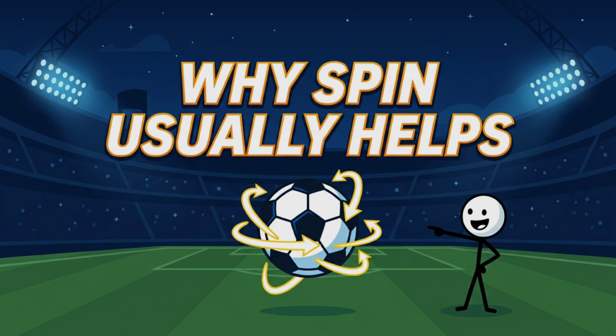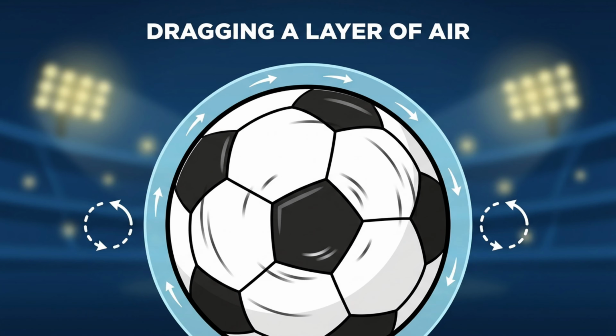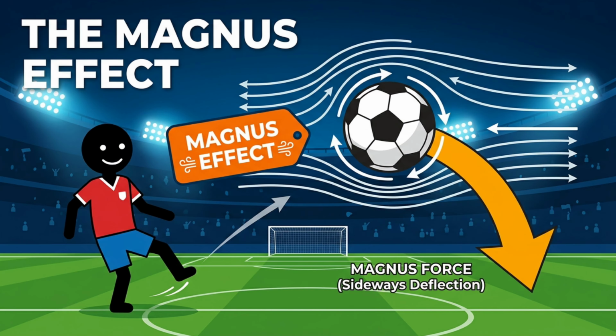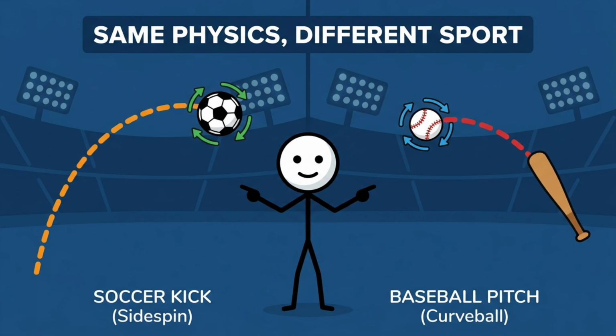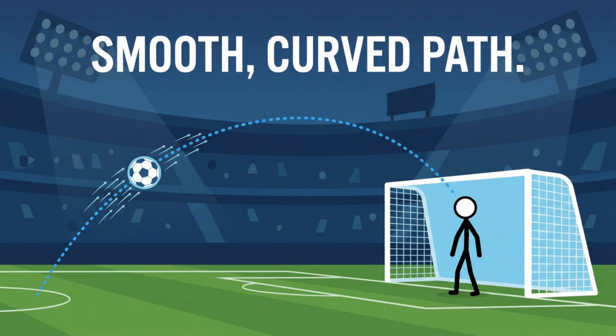Why spin usually helps. Here's where it gets interesting. Normally, spin is your friend. When a ball spins, it drags a thin layer of air around with it. That layer creates something called the Magnus effect. It's the same reason curveballs curve in baseball. Basically, spin makes the airflow around the ball predictable. Predictable air means a smooth, curved path.